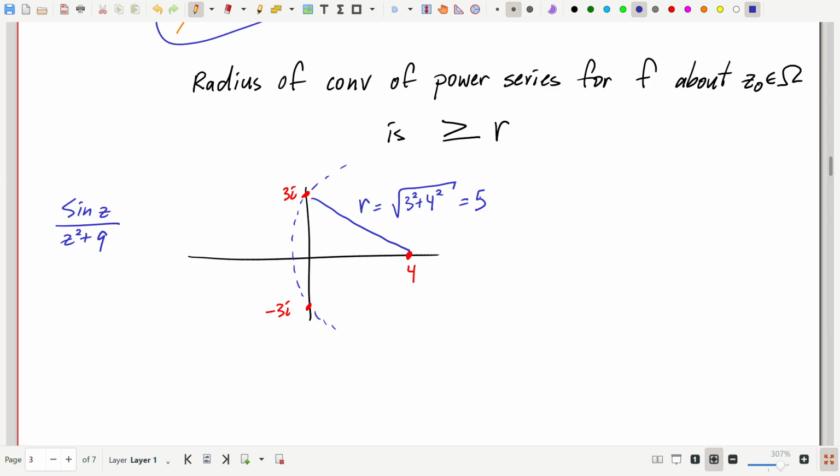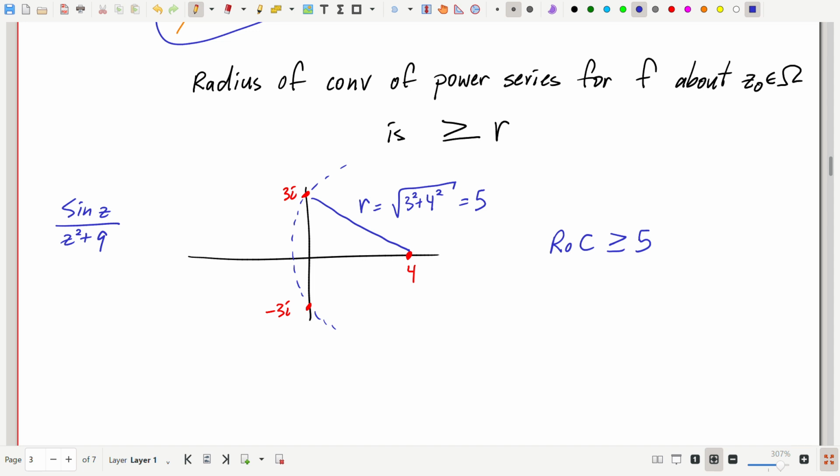And so I know that the radius of convergence is greater than or equal to 5 by this important fact. Why couldn't it be bigger than 5? Yeah. If it were bigger than 5, then the power series would converge even at 3i. And so if I followed that blue line out to 3i, it wouldn't blow up. But this one clearly does blow up at 3i.